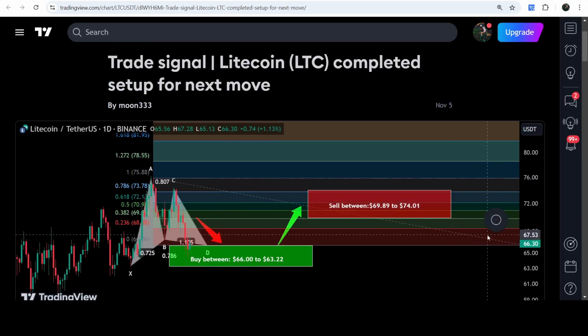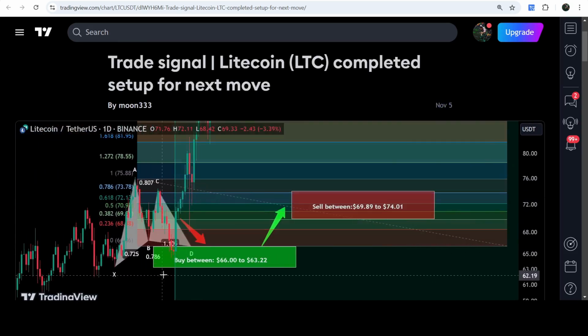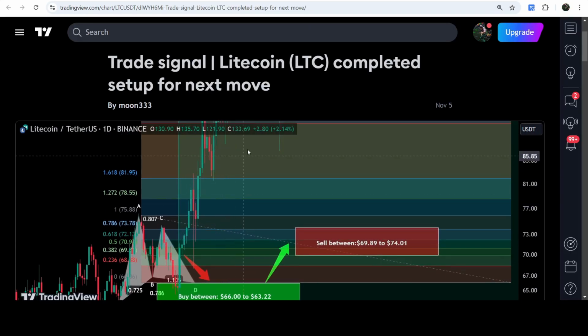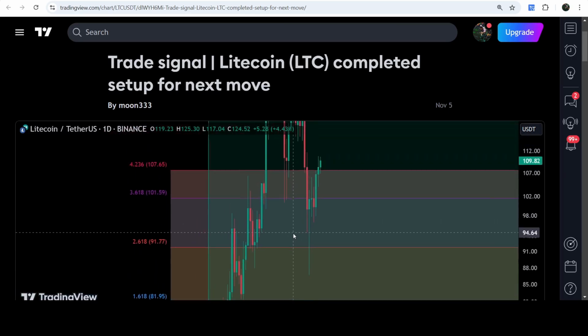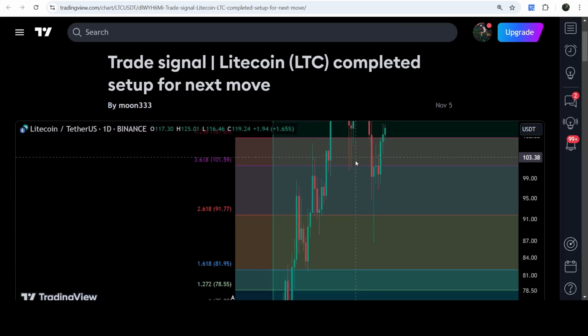And now if I play this chart, then you can see that the price has started a very, very powerful reversal from this potential reversal zone and rallied beyond the sell target zone. So far, it has rallied almost 116%.